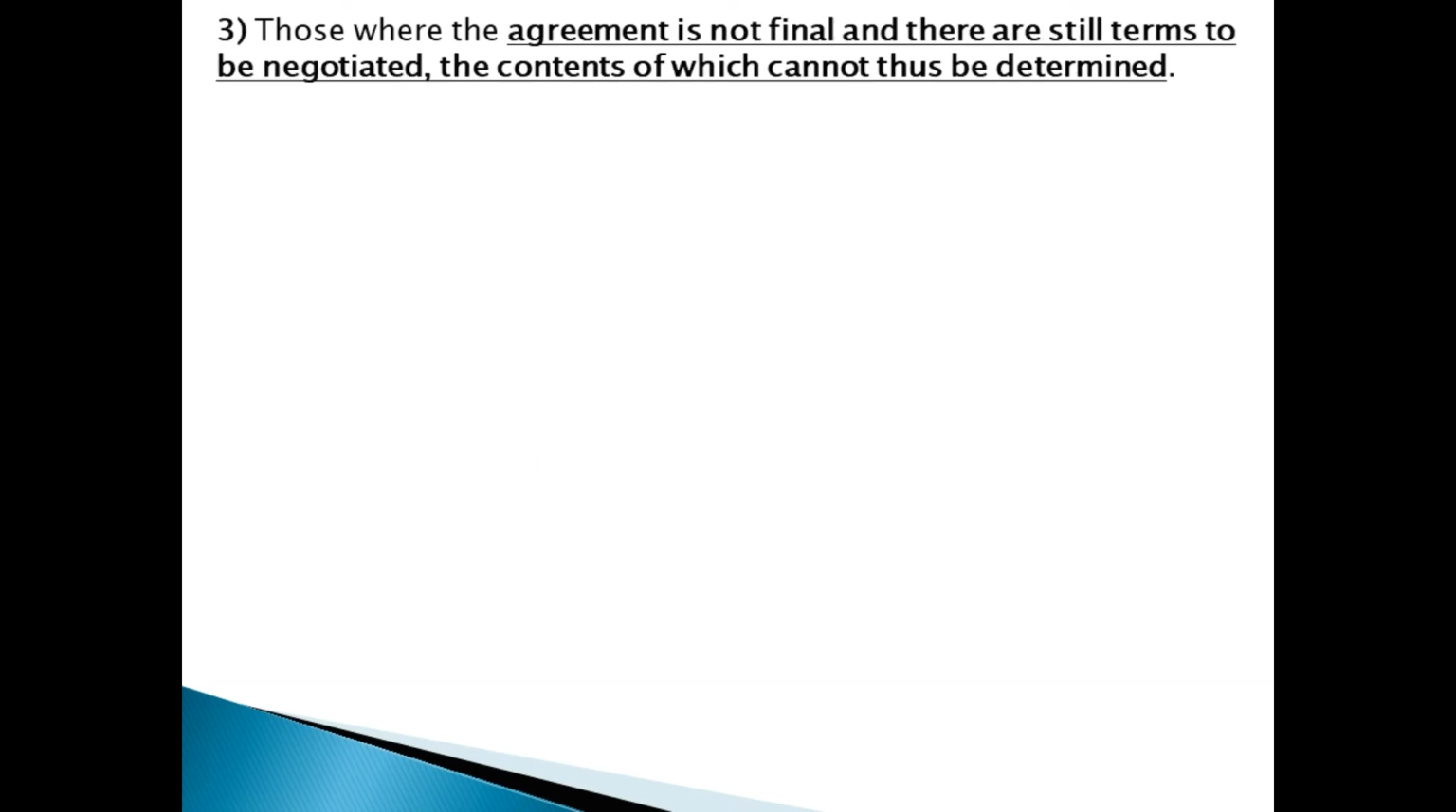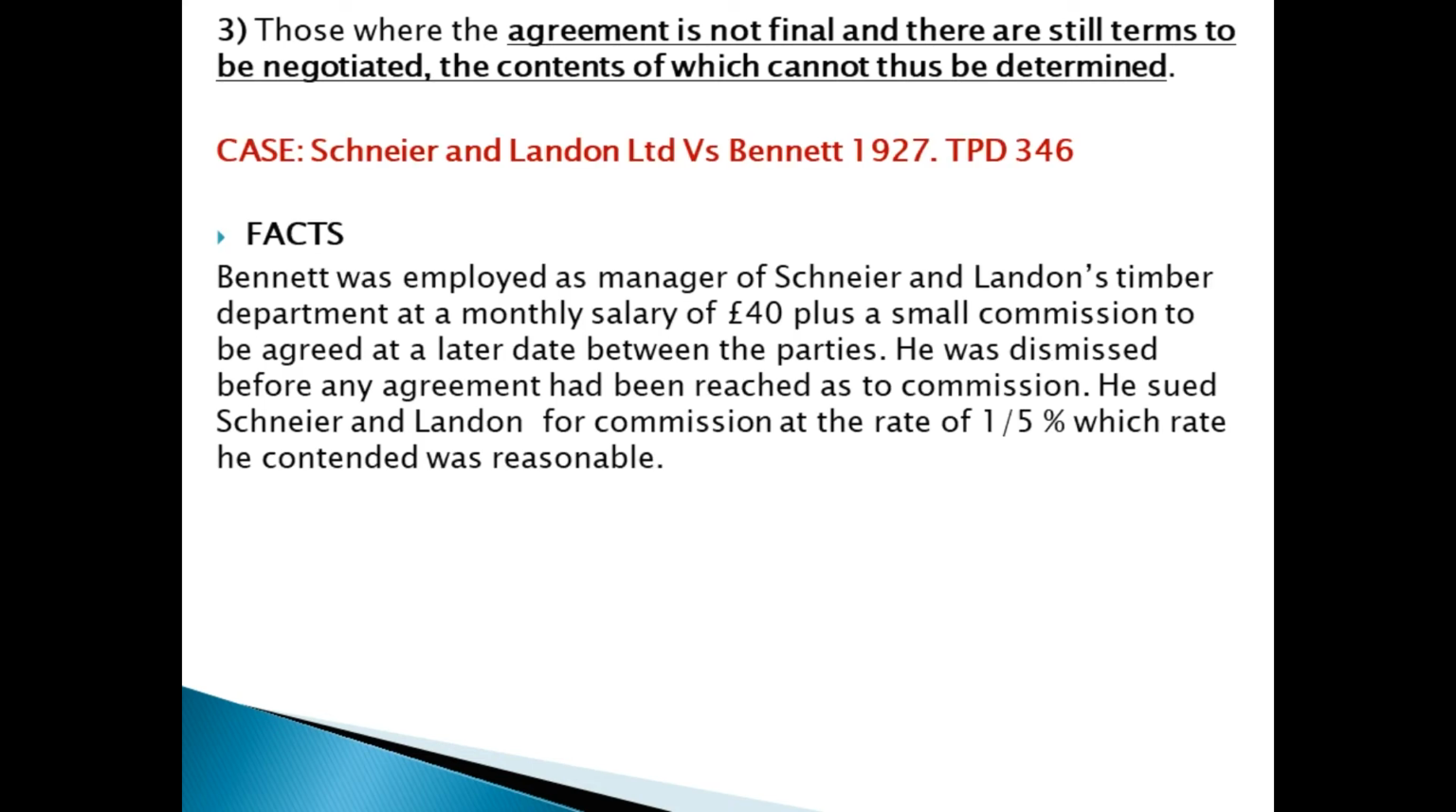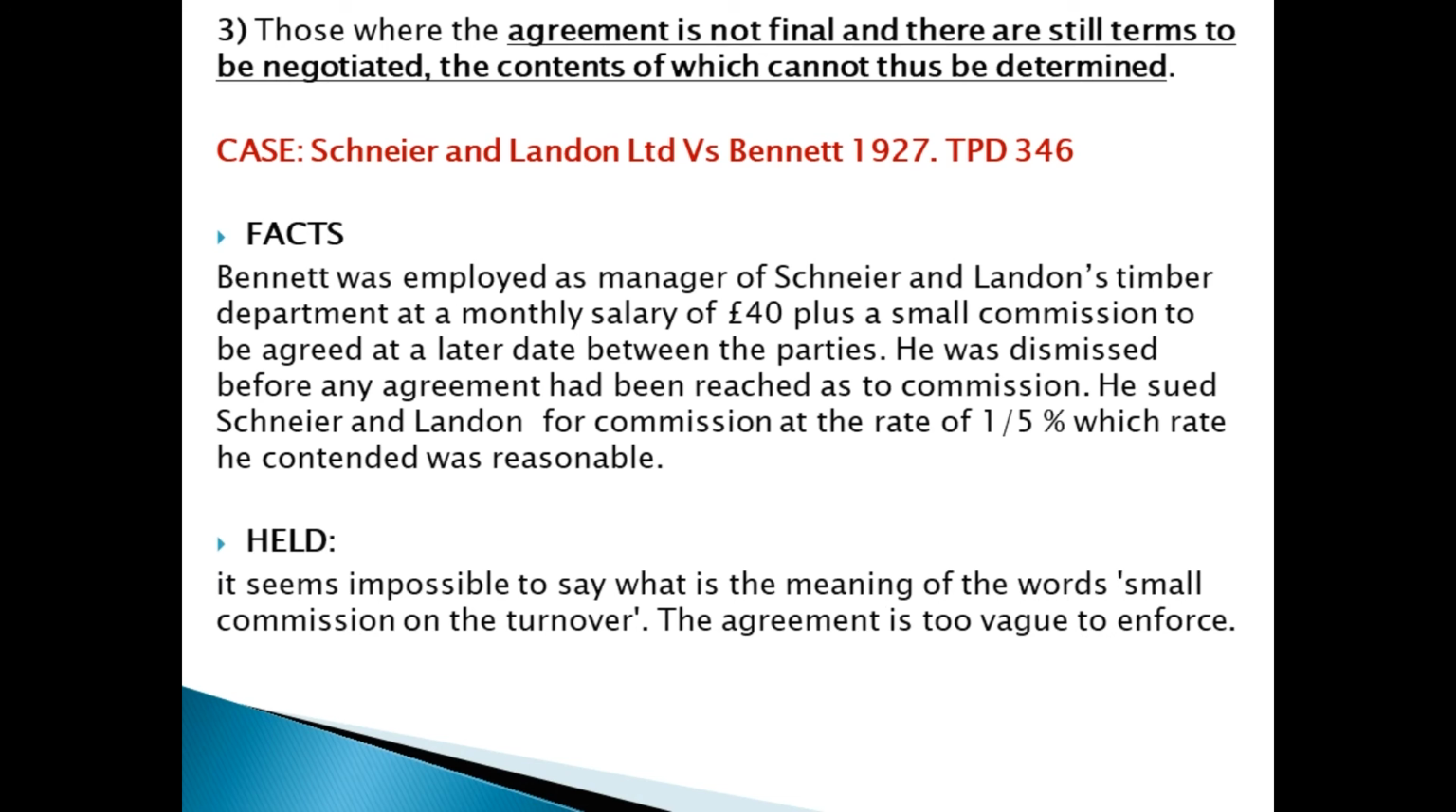The last class is where contracts have agreements which are not final and there are still terms to be negotiated, the contents of which cannot be determined. For example, in this case, Bennett was employed as manager at a monthly salary of 40, plus a small commission to be agreed at a later date between the parties. He was dismissed before an agreement had been reached as to the commission. He sued the company at the rate of 1/5%, which rate he contended was reasonable. It was held by the court that it seems impossible to say what is the meaning of the words small commission on the turnover. The agreement was too vague to enforce.